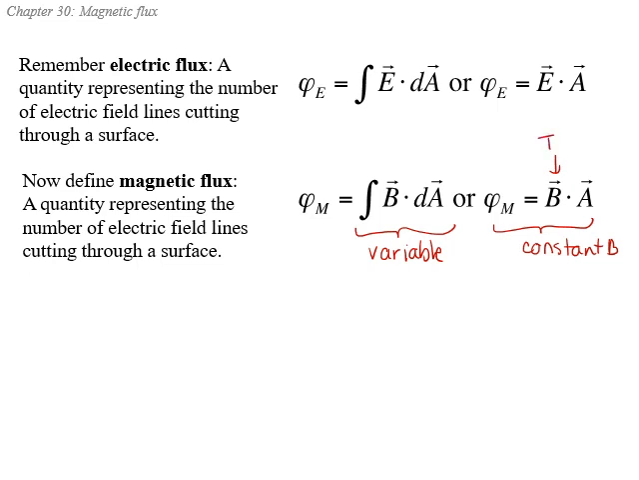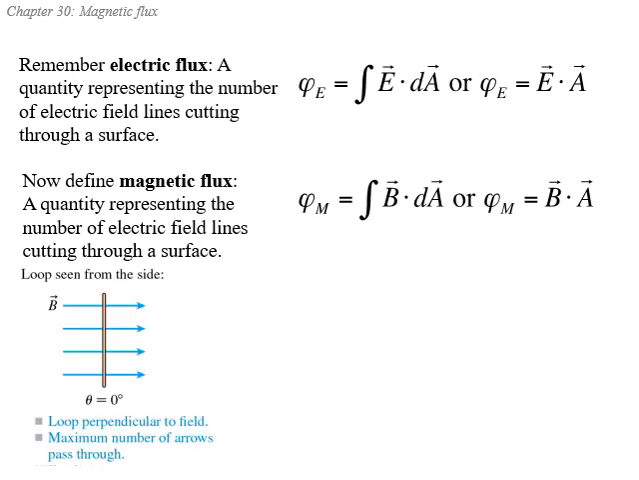B is in Teslas, A is in meters squared, so the units of flux are Teslas times meters squared, or Webers, where a Weber is Wb. So magnetic flux gets its own special unit. We can look at this in a picture.